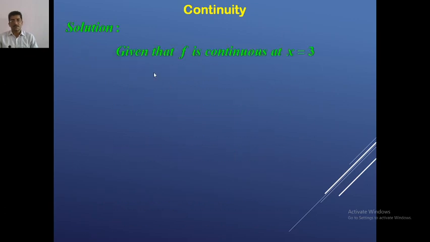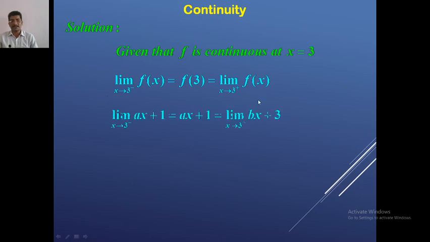Solution. Given that f is continuous at x equal to 3, using the definition, limit of f of x as x tends to 3 minus, the left hand limit, is equal to f of 3, the value of the function, which is equal to the limit of f of x as x tends to 3 plus, the right hand limit. Let's substitute the values of f of x when x is less than 3 and x is greater than 3. Therefore, this implies limit of ax plus 1 as x tends to 3 is equal to 3a plus 1, the value of the function, put x equal to 3, which is equal to limit of bx plus 3 as x tends to 3.